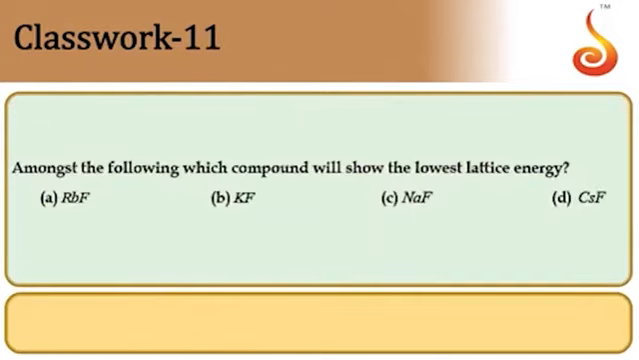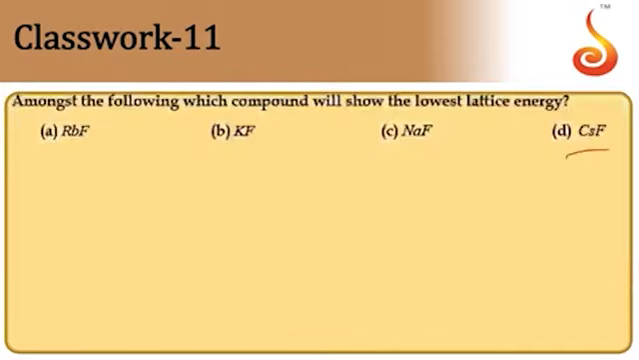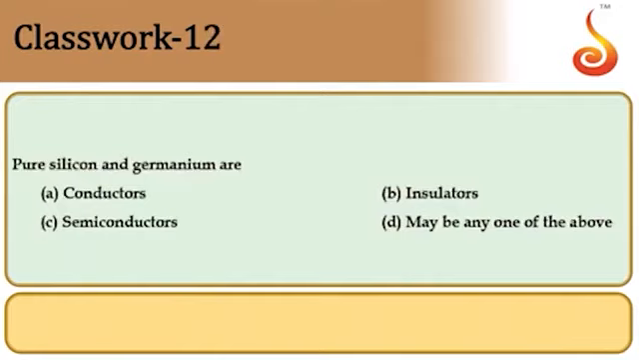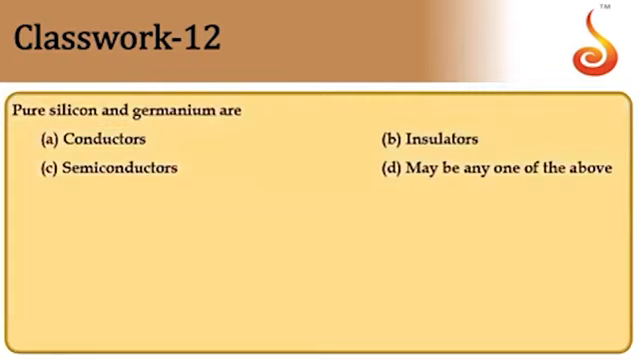Then the 11th one, among the following, the compound with the lowest lattice energy. Lowest lattice energy means the interionic distance must be maximum. Therefore CsF, because of the large size of Cs+, has the maximum interionic distance. Therefore it has the lowest lattice enthalpy. Then the 12th one, pure silicon and germanium are insulators. Only after doping do they act as semiconductors. Without doping they are insulators. So the answer is insulators.